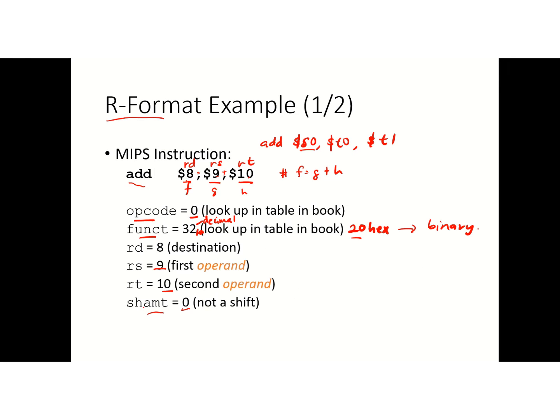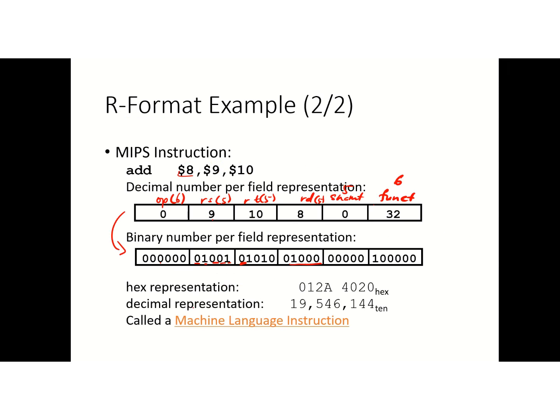But remember, since this is not a shift, the value will be 0. So we would add 5 bits of 0 on the shift amount field. For the function, remember it is 32 in decimal or 20 in hex. So this will come in useful for you.